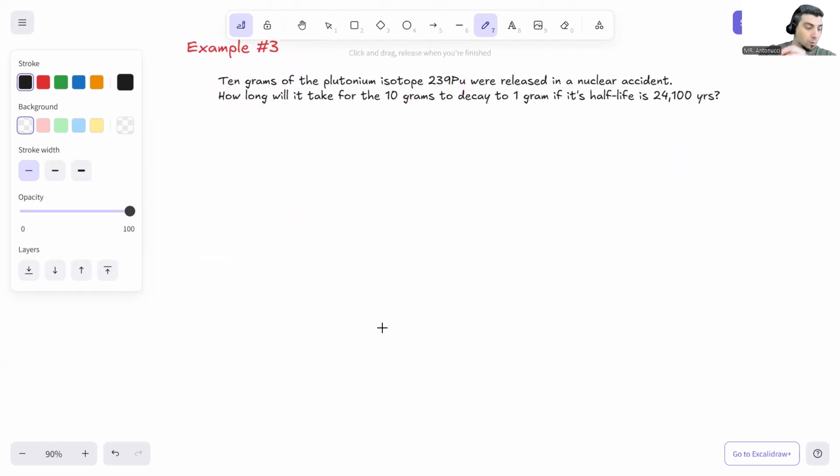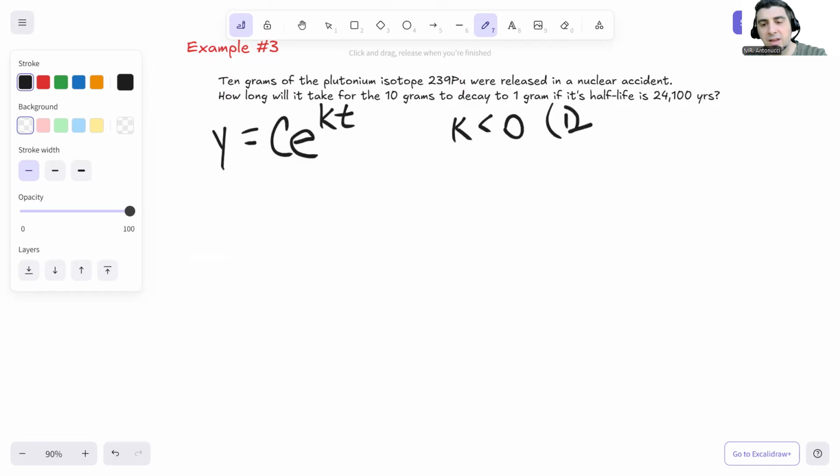So what we can do is start off knowing that radioactive decay decays according to the exponential growth and decay model. So we know that y equals Ce to the kt, but in this case, k should be less than 0 because it's decay. So I think negative is going to cause it to decrease, essentially. So when we solve for k, we know we should end up with a negative number.